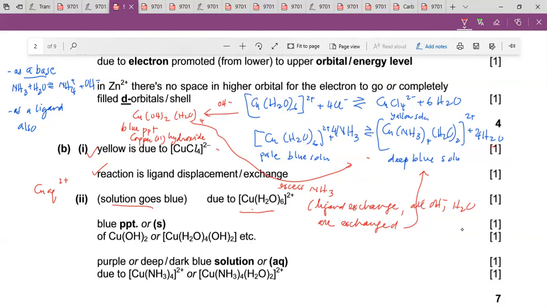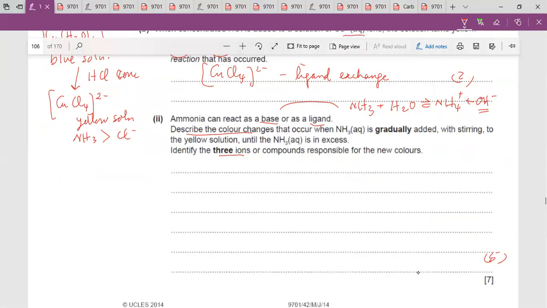Okay. Now this one here, remember, now they tell you already it acts as a base. That means as you add slowly, remember now, we start with this, right? Blue. Now as you add ammonia inside, let's look at the question again. Now, what you do is you have here a solution of what? CuCl4 2 minus. Now, you add into here bit by bit your ammonia.